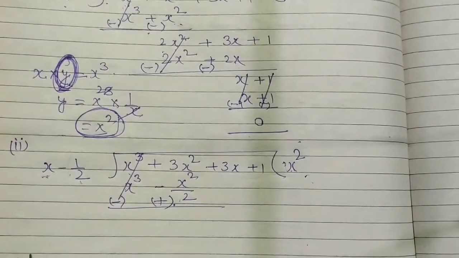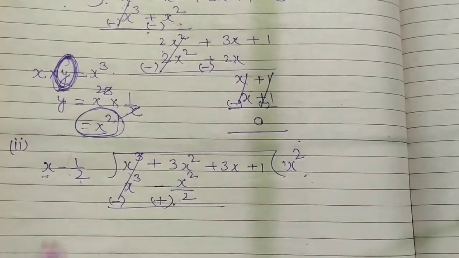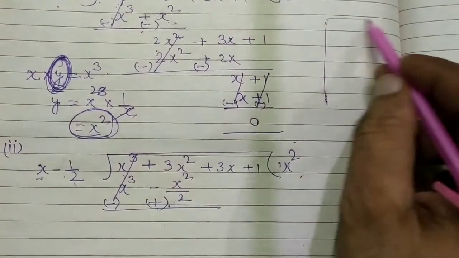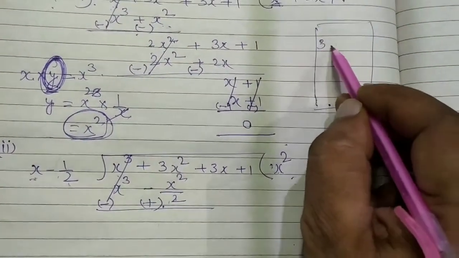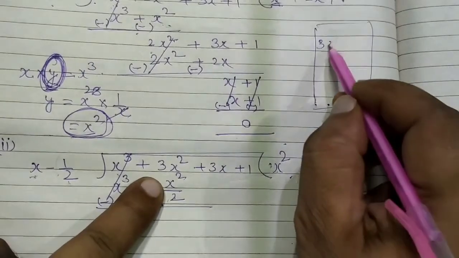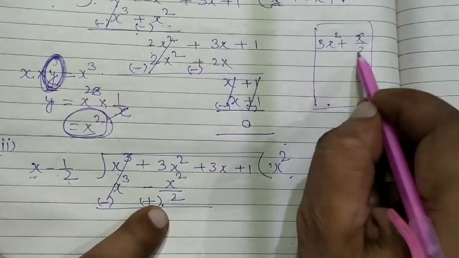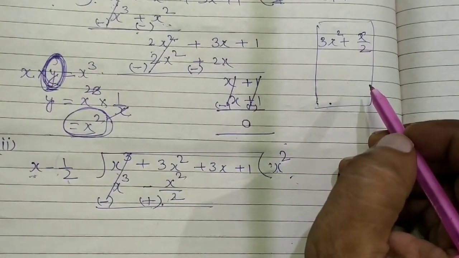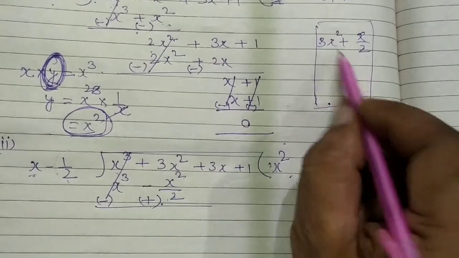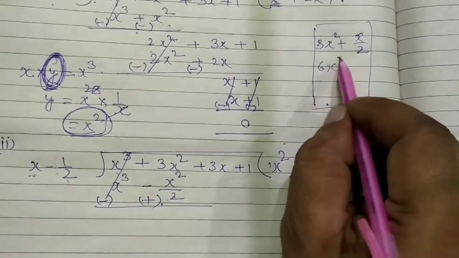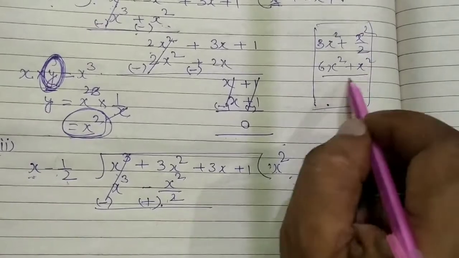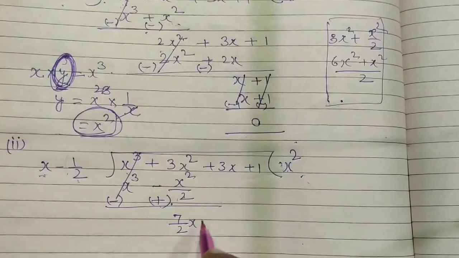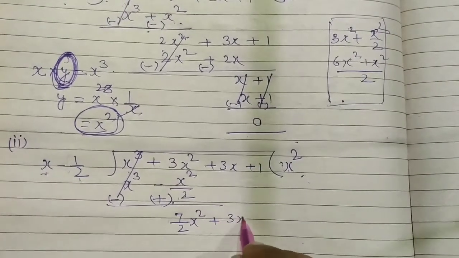Okay, now this is 3x. Should I solve it here or here? Take it as a rough. So, 3x square plus x upon 2, fine. So we need to take the LCM of it, right? So it is 6x, this multiplied by this. So it is 6x square plus x square upon 2. So it is 7 upon 2. So here, let's write it here, 7 upon 2x square plus 3x plus 1.